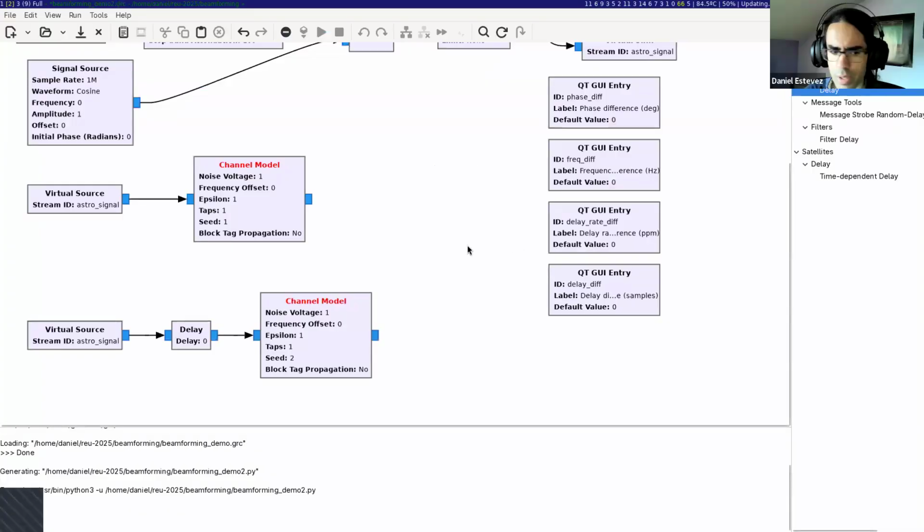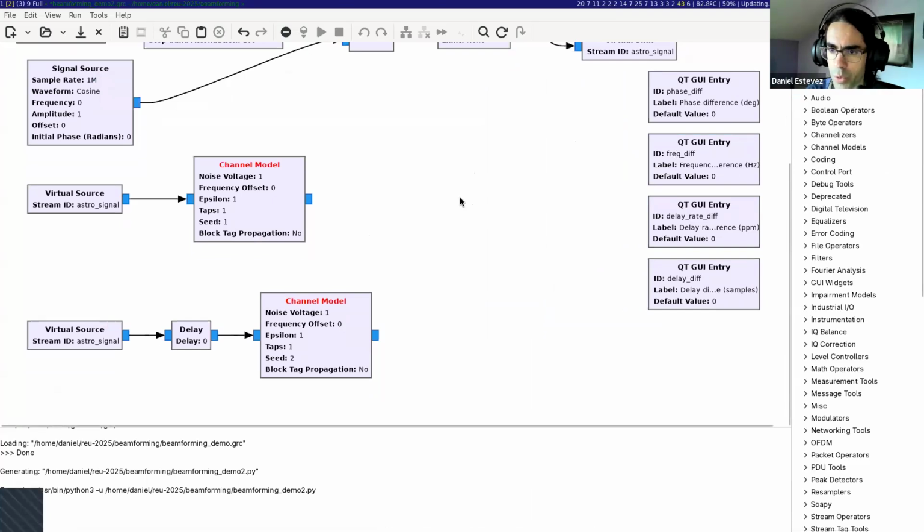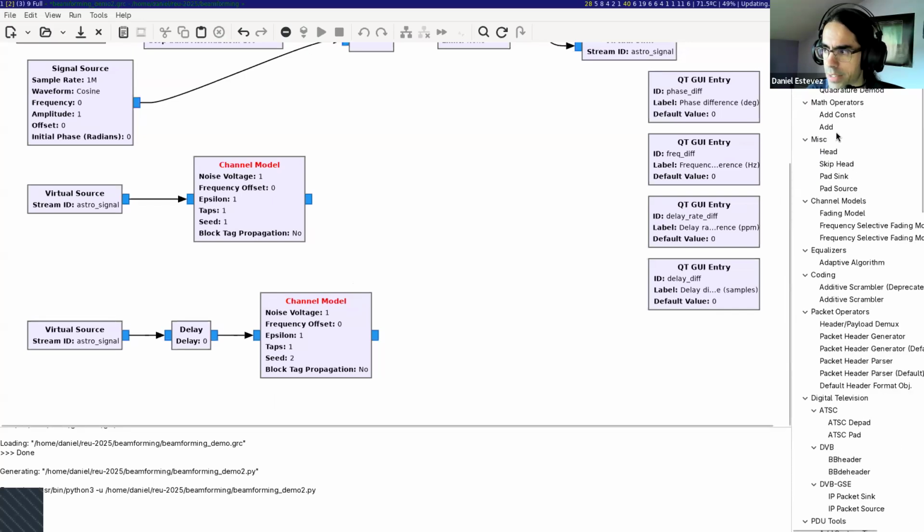Okay, so let's move on with this. And what I'm going to do now is I want to beamform. Beamforming is basically adding the two signals together. They are complex numbers. And the whole point of doing the simulation is that we will be able to see what happens when we just add these two signals and they have different phases or different frequencies or even different delays. We will be able to see the effects.